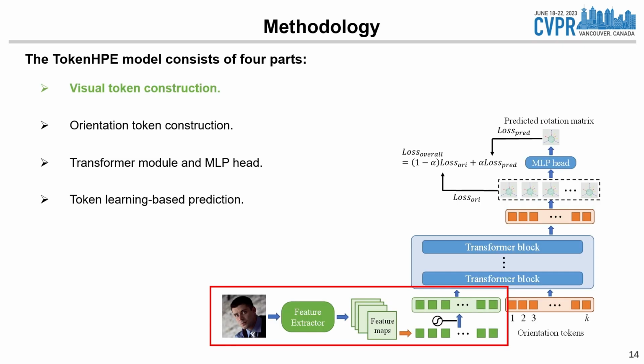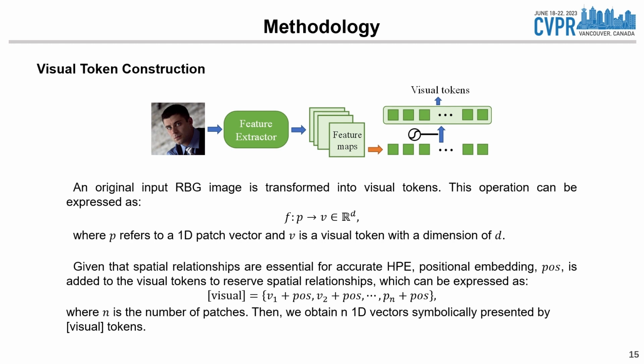Then we introduce our methodology. In this paper, we introduce a novel token learning method for head pose estimation. Our model consists of 4 parts. First, visual token construction. In this part, an original input RGB image is transformed into visual tokens by a linear projection after being processed by a feature extractor. Then, a positional embedding is added to each visual token because spatial relationships are essential for head pose estimation.